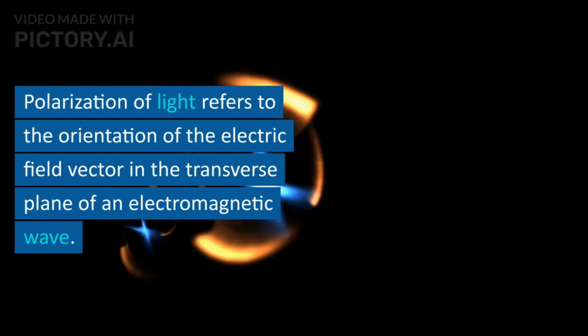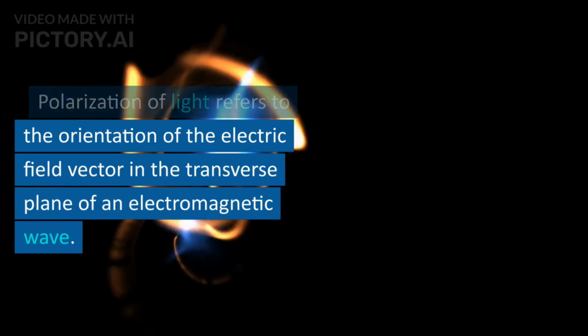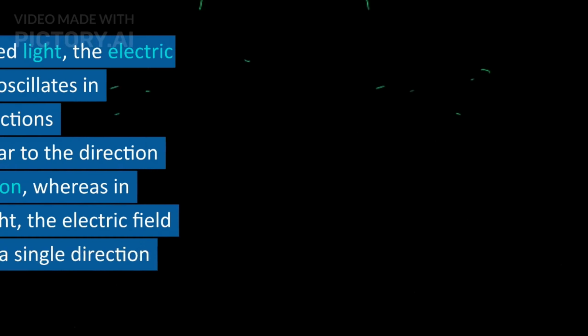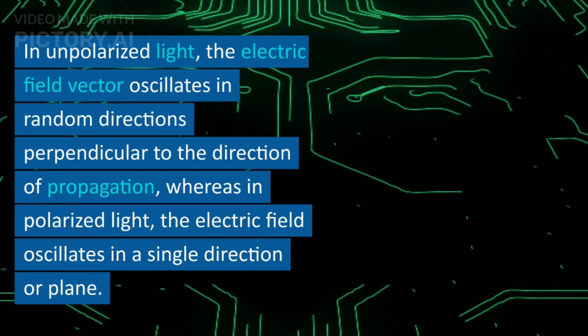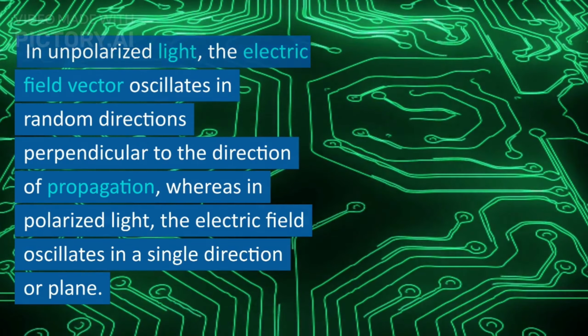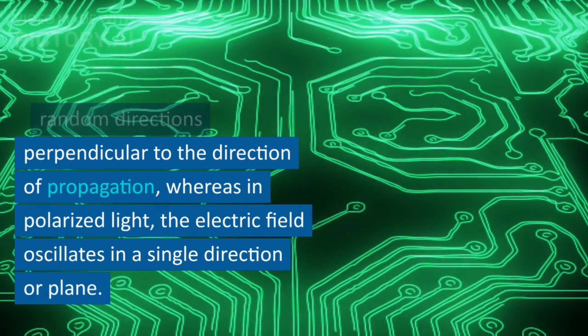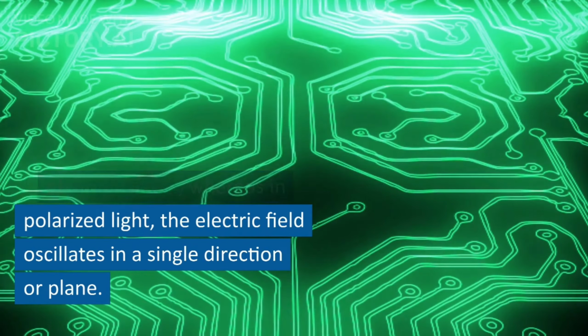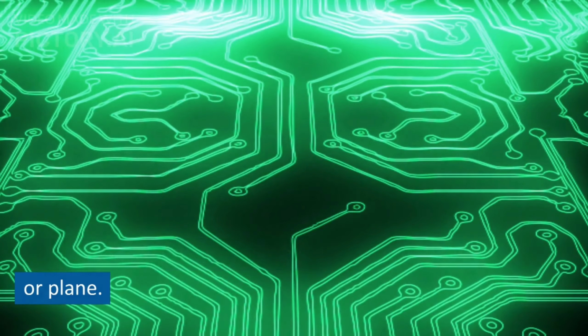Polarization of light refers to the orientation of the electric field vector in the transverse plane of an electromagnetic wave. In unpolarized light, the electric field vector oscillates in random directions perpendicular to the direction of propagation, whereas in polarized light, the electric field oscillates in a single direction or plane.